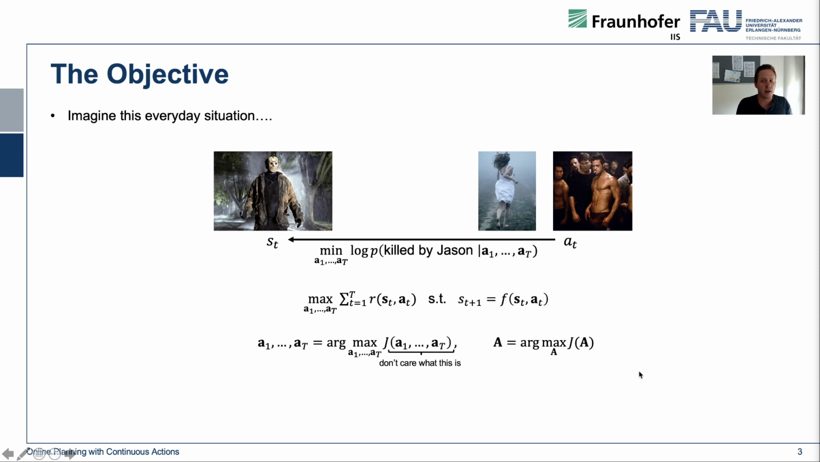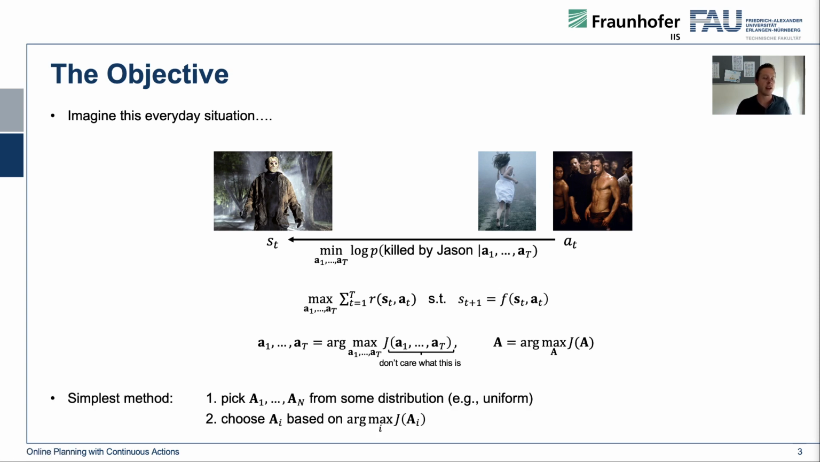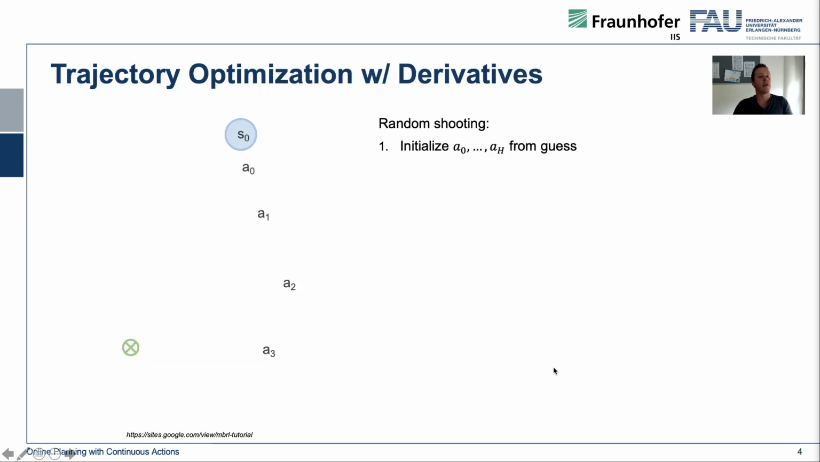And there's a very simple way of doing this in the continuous space. The simplest method would be to pick a set of action sequences from some distribution, which might for instance be a uniform distribution, and then just choose the action sequence that maximizes your objective function. So you choose the action sequence based on an argmax of your objective function here. We call this random shooting methods.